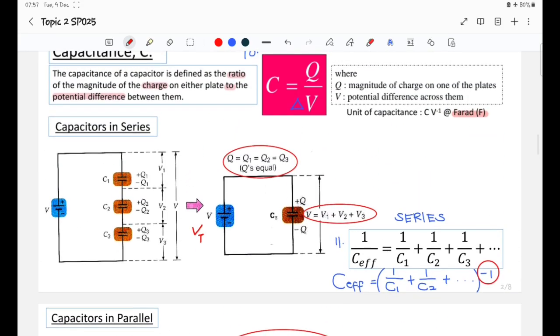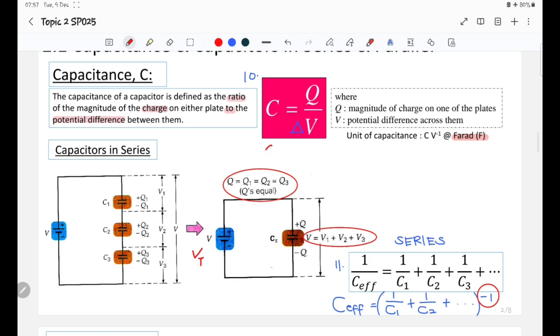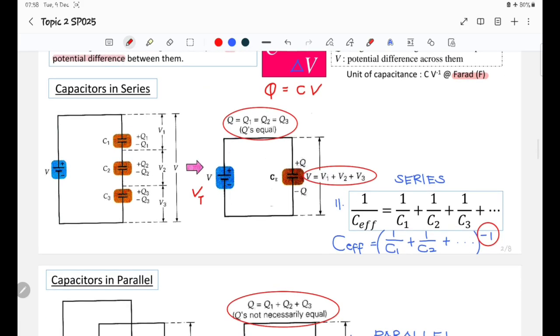Kenapa? Sebab we have Q charge is equals to capacitance darab dengan potential difference. So if the voltage yang kita ada, potential difference yang kita ada ni adalah total, maksudnya C tu kena total jugalah. Barulah kita dapat Q total. So if I have voltage in capacitor 1, that means capacitance here must be capacitance capacitor 1. So charge dia pun adalah charge yang pertama. Dia macam tu. Okay, kena ingat.